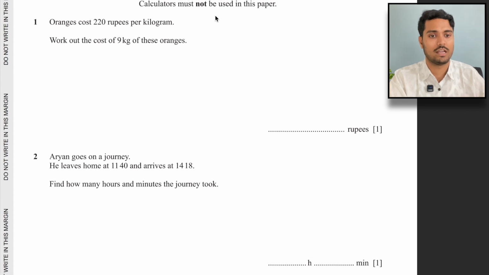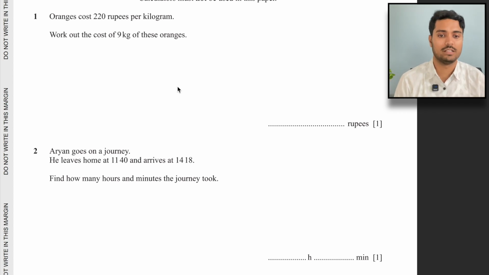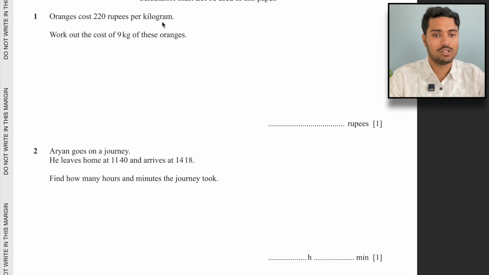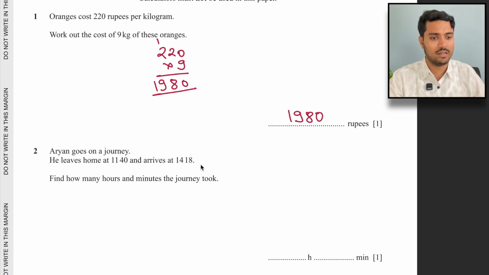There's a clear instruction: calculators must not be used in this paper. So let's start from question number 1. It says oranges cost 220 rupees per kilogram. Work out the cost of 9 kg of these oranges. So for 9 kg, multiply 220 with 9. 9 zeros are 0, 9 twos are 18, 8 carry 1, 9 twos are 18, 1, 9. So 1980. So the answer will be 1980 rupees.